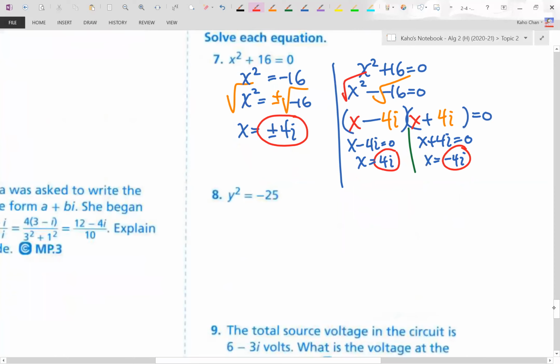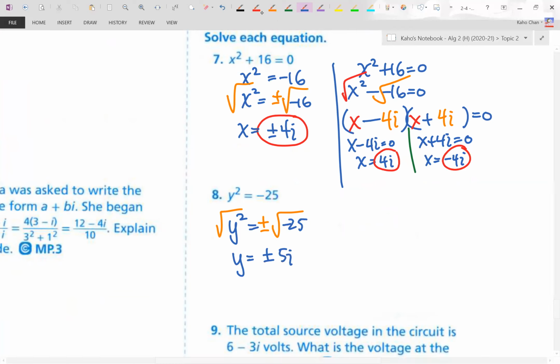Any questions? Ooh. Oh, number 8. I'm just going to do it one way, square root both sides. Who cares? It's ready to go. Ooh, can't believe I got through this. Square root of -25 is 5i. Wow. I think I'm ready for a nap.